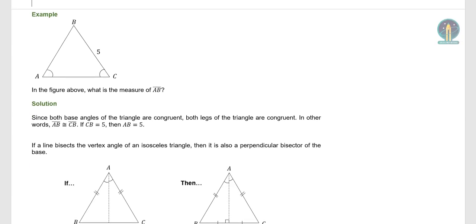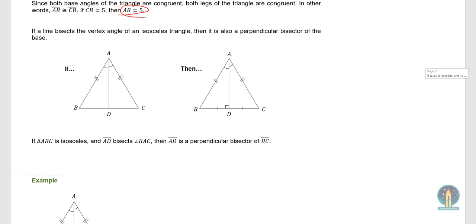Let's look at this example. In the figure above, what is the measure of segment AB? Well, we can clearly see that angles A and C are congruent. So if these two angles are congruent, then segment AB is congruent to segment CB, or segment BA is congruent to segment BC. Then segment AB is also 5. If this is 5, then this is 5. So AB is equal to 5.